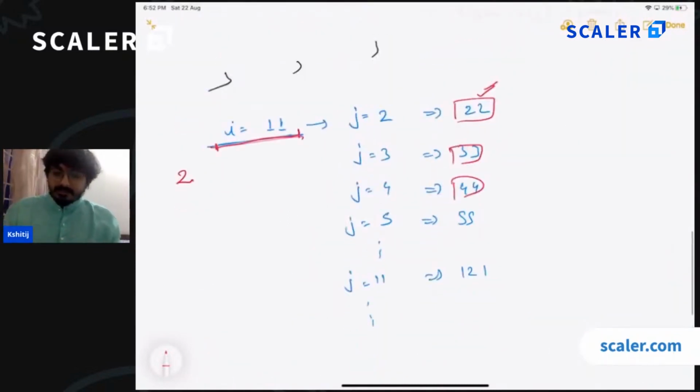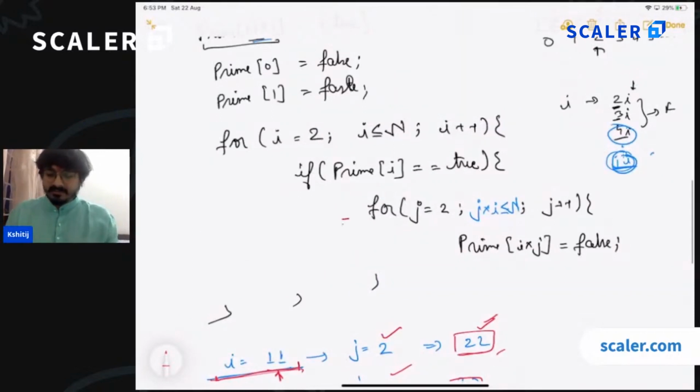Why did that happen? Because before taking the value 11, I must have taken all the values which are less than 11. So all those values have already been cut. So 22 has been cut by 2, 33 has been cut by 3, 44 has already been cut by 2, 55 has been cut by 5 and so on, right? So what should be the first value from where we should be starting the second loop?